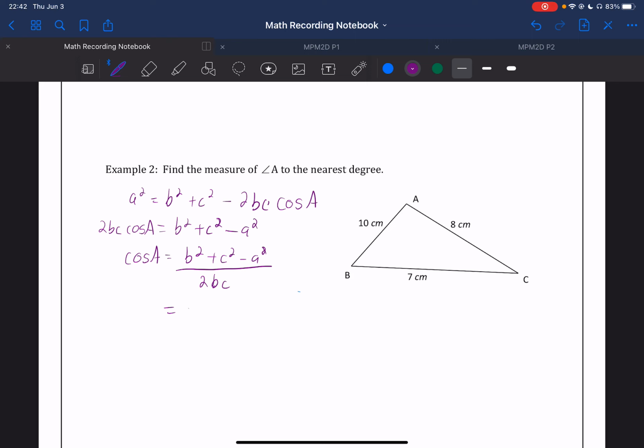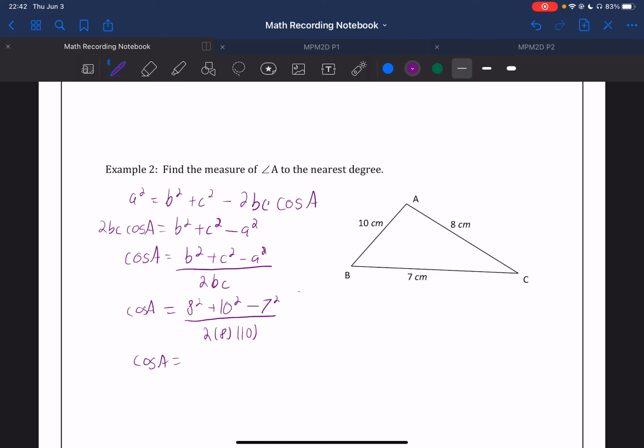Our B is 8 centimeters, so 8 squared. Our C is 10 centimeters, so 10 squared. Our A is 7, so minus 7 squared. All over 2, 8, 10. We could, at this point, solve everything in here. That is great if we can make sure that it's all going to stay a nice even number. At these points, these will not have any decimals, so it's okay to go ahead and do that. This is still equaling to cos A.